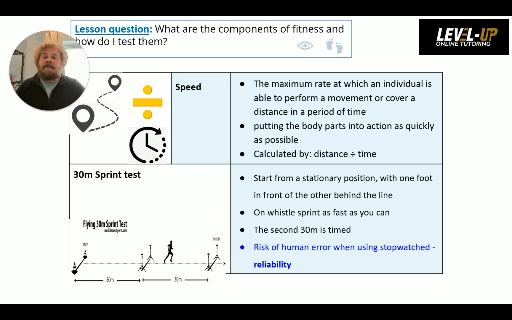So the way we test this is the 30-meter sprint test. So we start from a stationary position with 1 foot in front of the other behind the line. On the whistle, you sprint as fast as you can. The 30 meters is timed. Okay, so there's a risk of human error when using a stopwatch. So this is something to keep in mind when it comes to reliability.